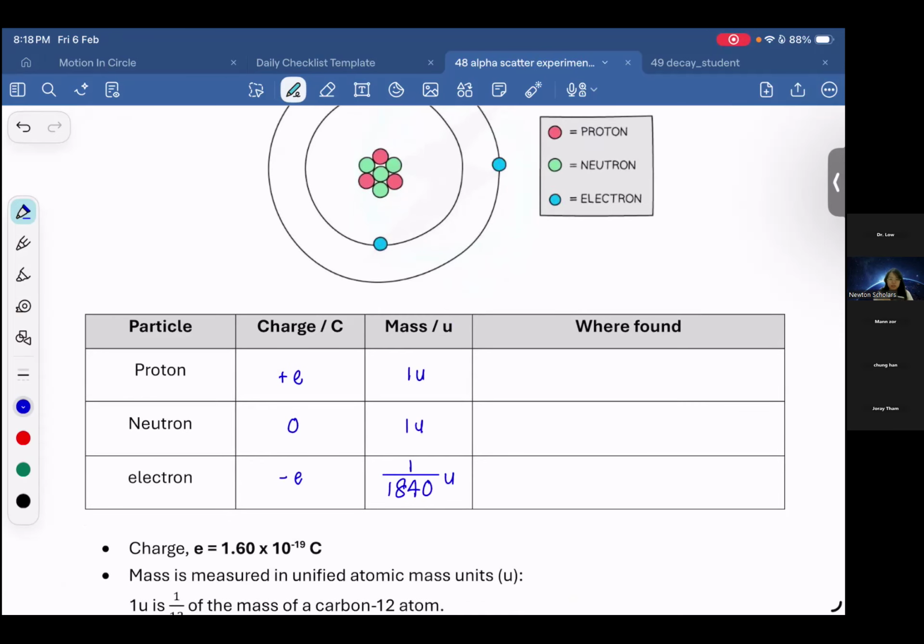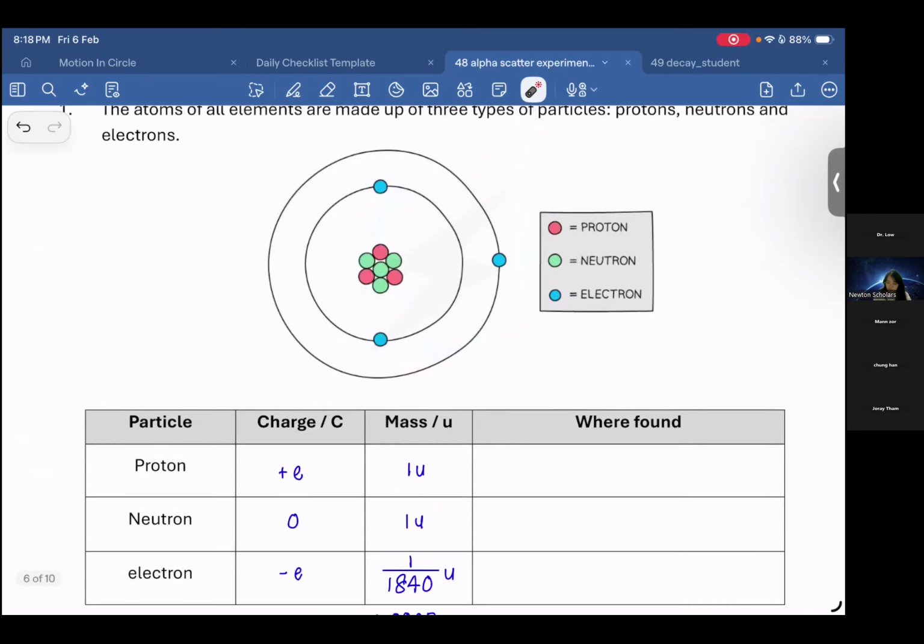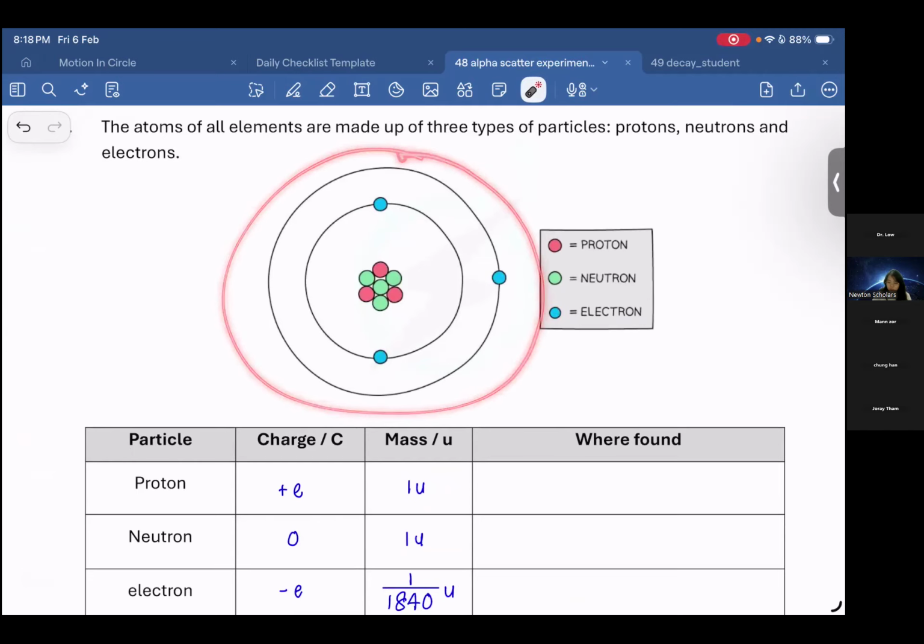Let me calculate the decimal. 1 divided by 1840 is about 0.0005 U. Can you see that? When proton is 1 and neutron is 1, the electron is 0.0005 U. So that's why, in the atom, most of the mass comes from the proton and neutron. The electron's mass is almost negligible, very, very small.